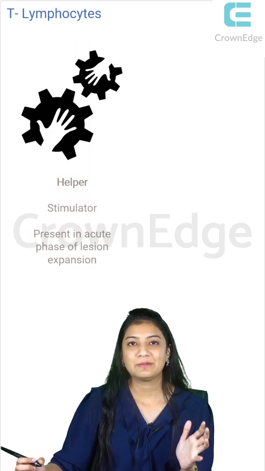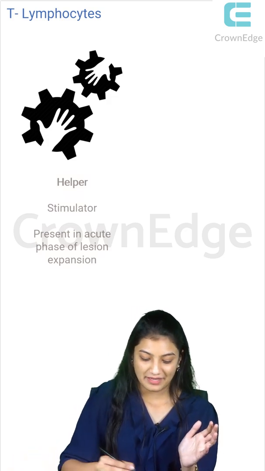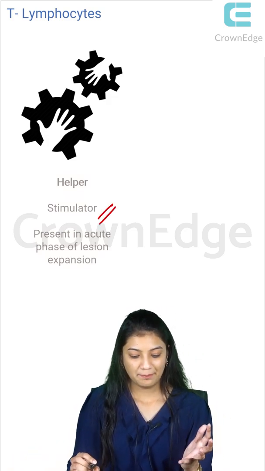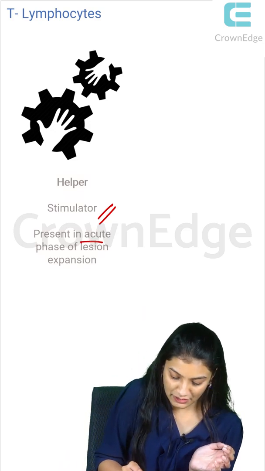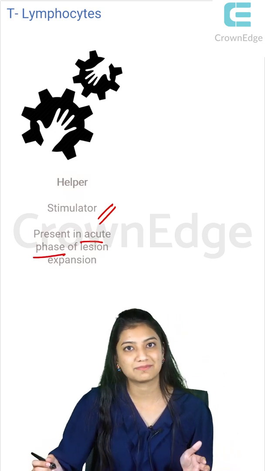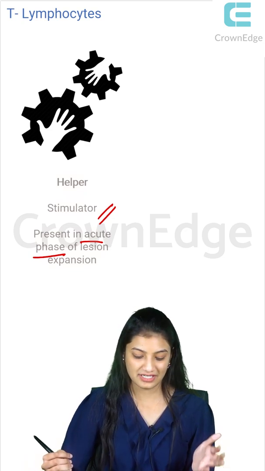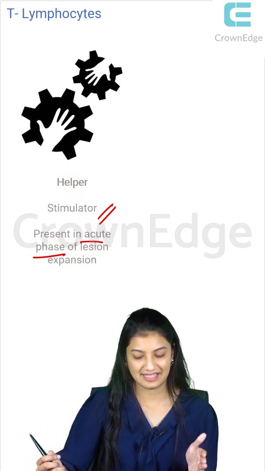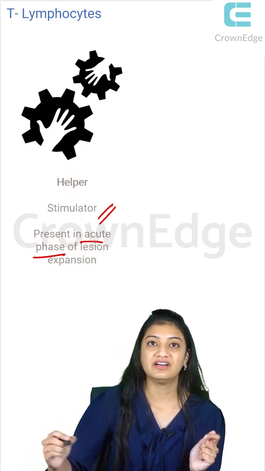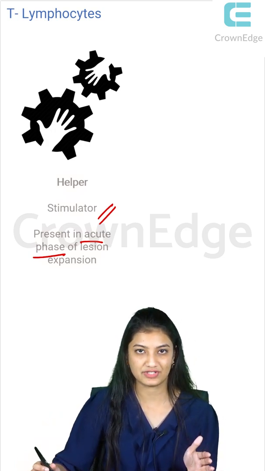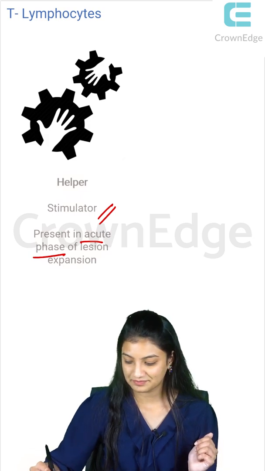Second is the helper T cells. These are mainly stimulators. They are present in the acute phases of lesion expansion. These are the ones which start off the inflammatory reaction, the helper T cells. They are present during the acute phases of lesion expansion. This is something you need to remember.